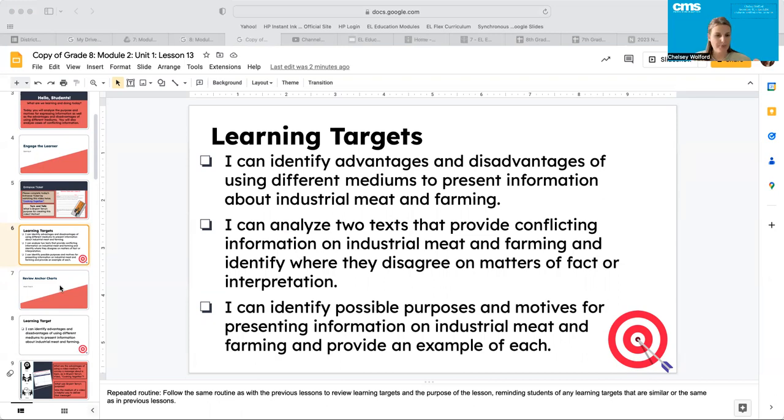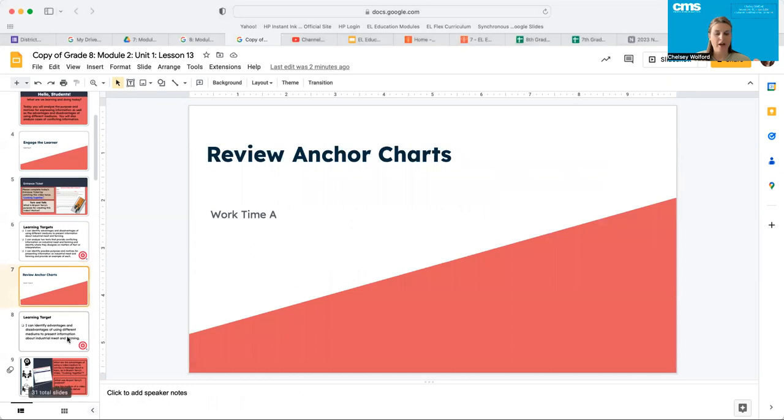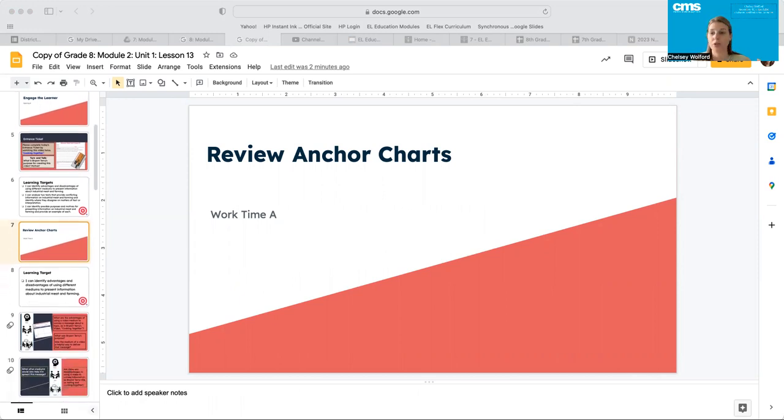All right, guys, let's review some of the anchor charts. The lesson calls for you to review the analyze different mediums anchor chart. I'm going to ask your teacher to pull that up now and go over that with you guys. I don't have that linked on here, but your teacher should be able to pull it up. It might even be in your student workbooks. I'm not sure. But let's pause here and give you a little bit of time to review that as a class, and then come back to me when you're ready.